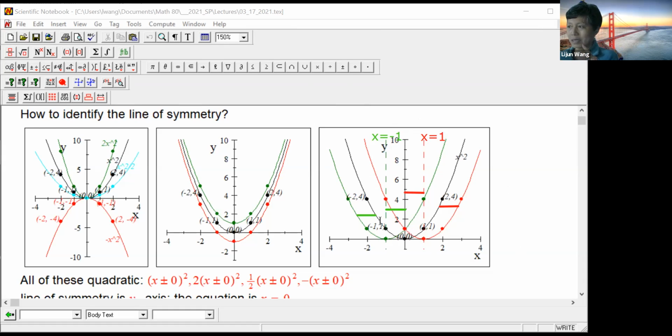Now, I want you to see what the curve equation is for the green. The equation for green is x plus 1 squared. Do you guys see some pattern here? The red is x minus 1 squared.